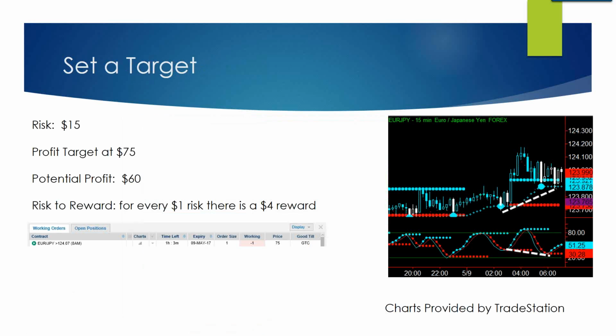Now, every time I enter, I immediately set a profit target. Typically, if I'm entering at 15, my profit target is going to be 75. The profit potential on that would be $60 if my profit target is achieved. Why is that important to me? Because it increases my risk to reward ratio. In this example, if I'm able to attain my profit target, then I have made a risk to reward of 1 to 4. That means for every dollar I was risking on this trade, I was making $4 in reward.